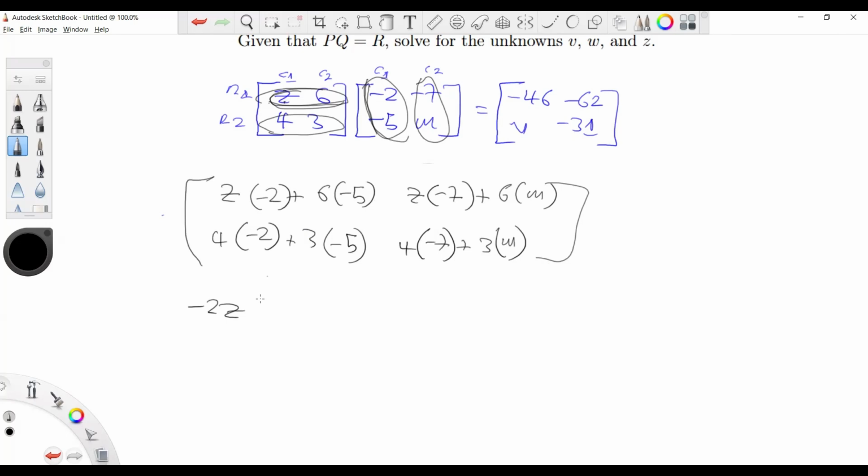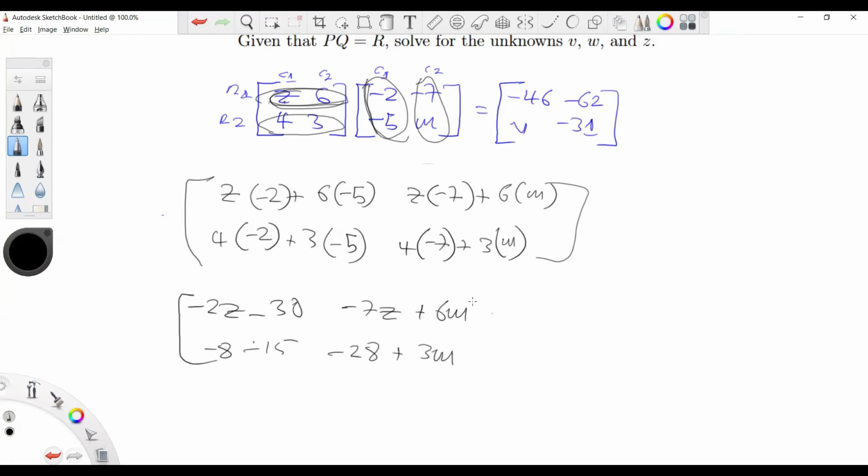6 plus 6 times -5 is -30. And then here we have z times -7, we have -7z plus 6w. Then we have 4 times 2 is -8, plus 3 times -5 is -15. And then we have 4 times -7 is -28, plus 3w.